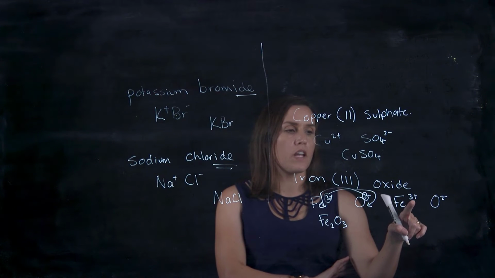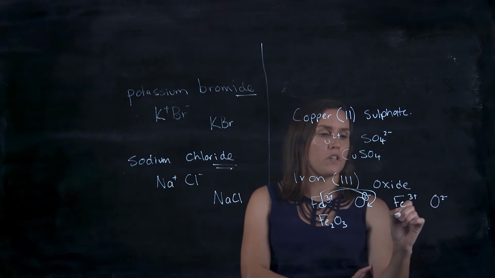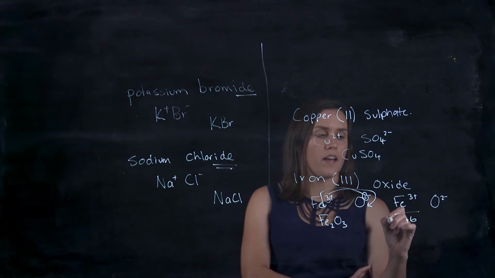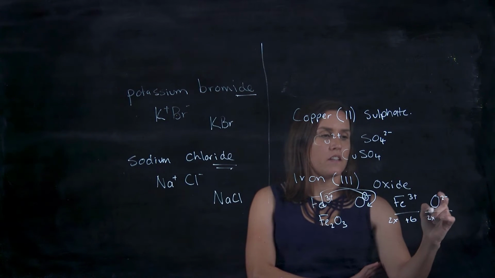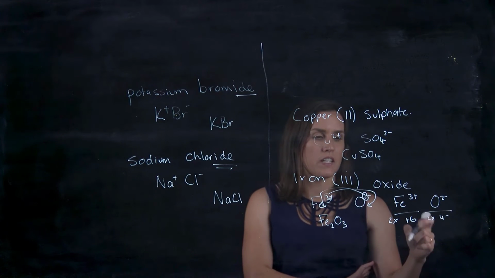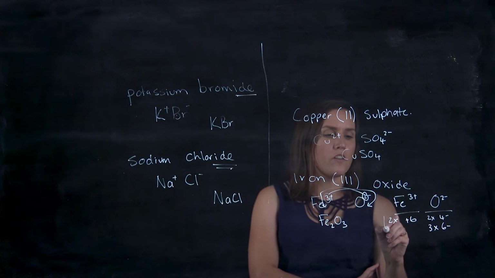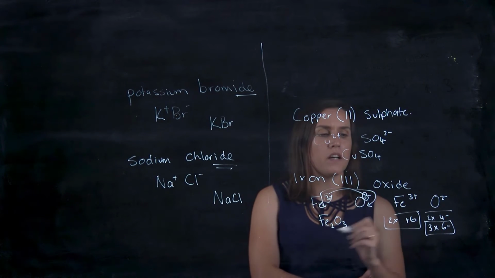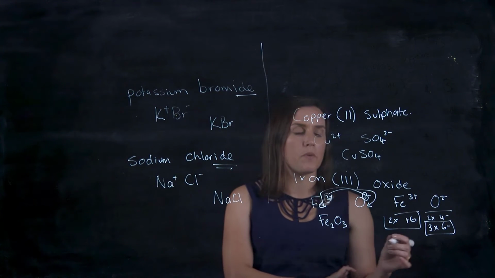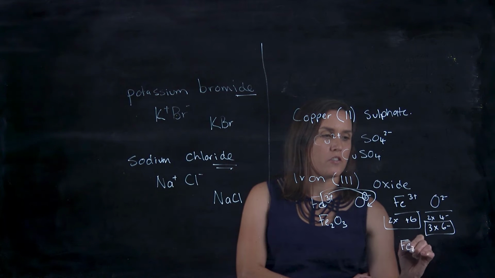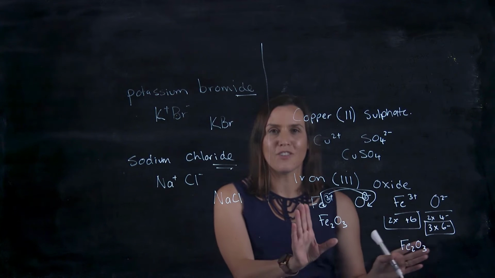If I've got 3, I can have 2 of those. That would give me 6+. If I had 2 of this, that would give me 4-. It's not good enough. I need to get to 6. So if I do 3 times, that gives me 6-. You'll notice that I'm multiplying by the other number to get to that common number between them. So it's a cross multiplication. So it would be Fe2O3. It doesn't matter which way you get there as long as you're getting to the right answer.